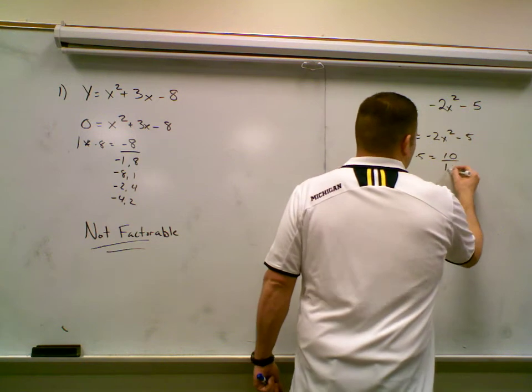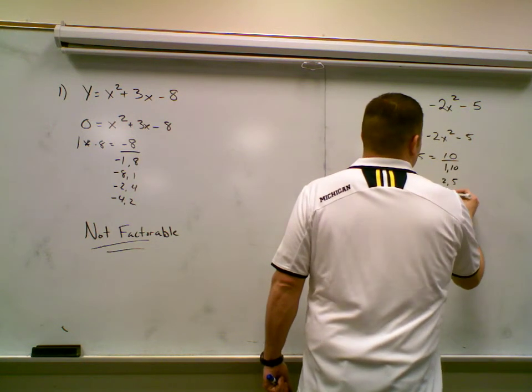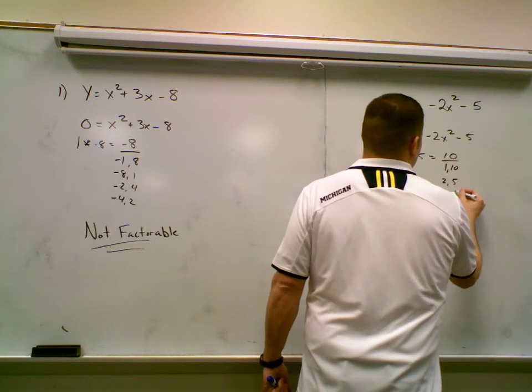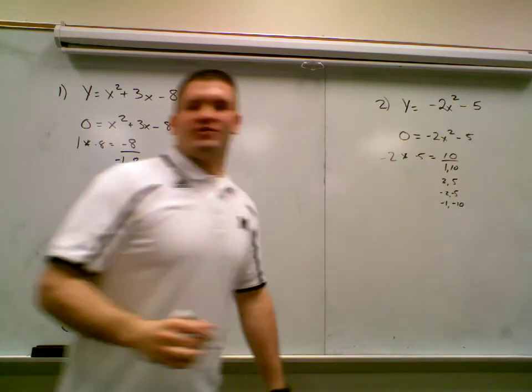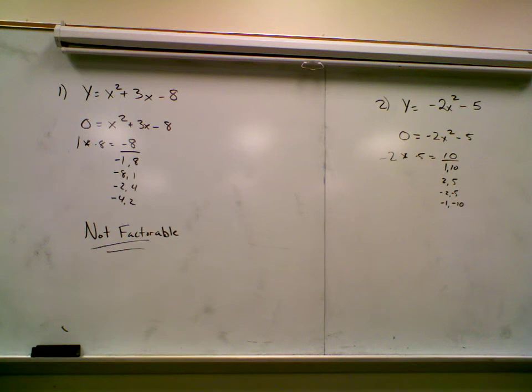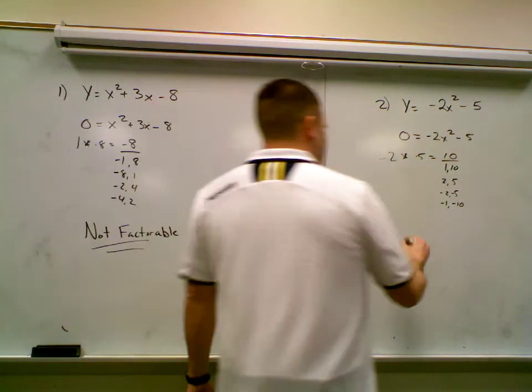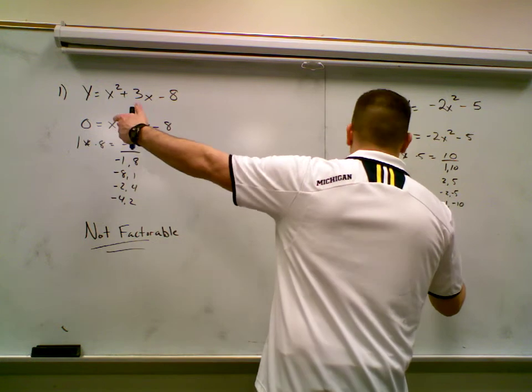Well, I'll tell you what. 10 is not a perfect square. So there are no factors of 10 that will ever add to 0. So what does that mean? Not factorable.